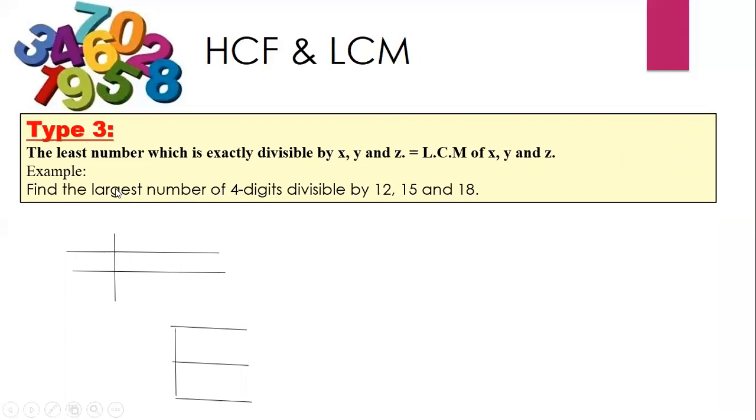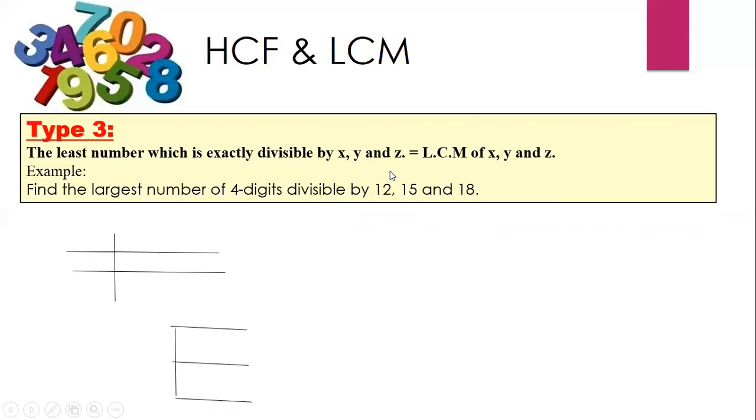So the largest number, find the largest number of 4 digits which is divisible by 12, 15 and 18. So here, just by seeing the largest number, we cannot directly take HCF of this. We need to understand the logic behind this. They are asking the largest number, but which is divisible by 12, 15 and 18. So the largest 4-digit number, which is a multiple of 12, 15 and 18 is the question.